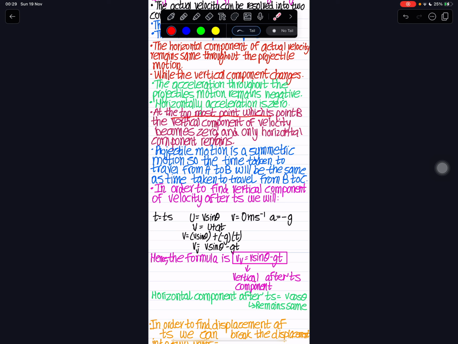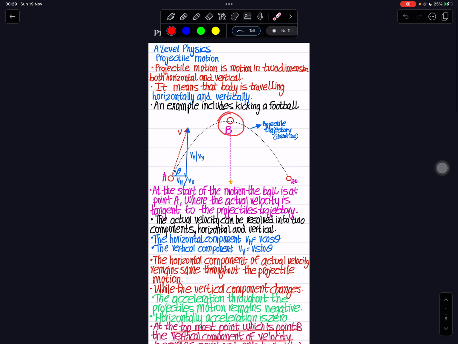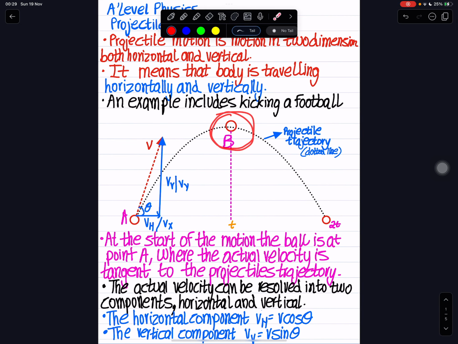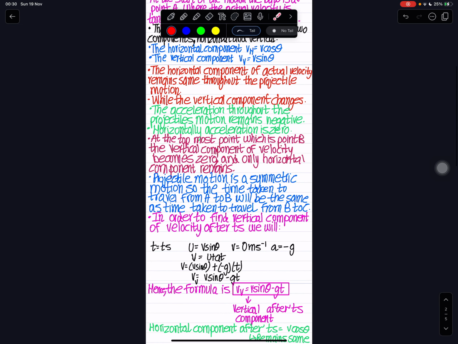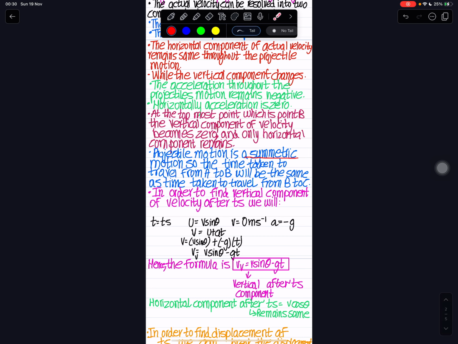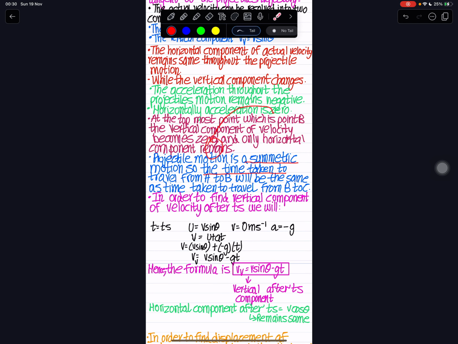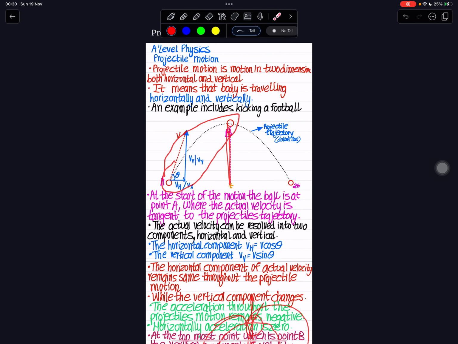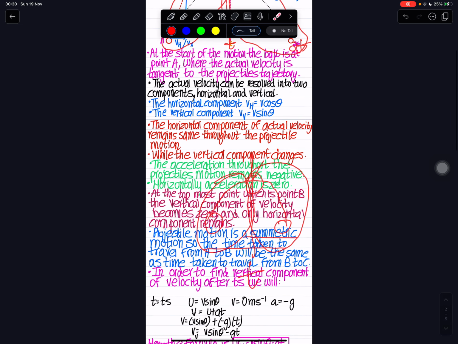At the topmost point, which is point B, the vertical component of velocity becomes 0. I'm talking about this point B, and only the horizontal component remains. As you can see here, there is no vertical component and only the horizontal component remains. This is the topmost point, right? Projectile motion is a symmetric motion. So the time taken for the ball to reach from here to here, time t seconds, will be the same as the time to reach from here to here. So if this is t, this will be 2t, right?